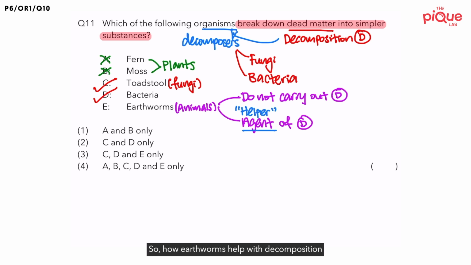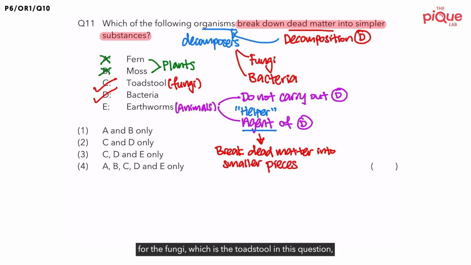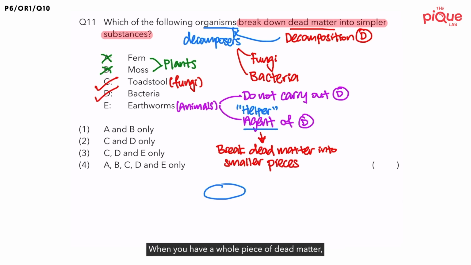So how earthworms help with decomposition is that they feed on dead matter and pass them out as waste, which breaks the dead matter into smaller pieces for the fungi, which is the toadstool in this question, and the bacteria to break the dead matter down into simpler substances faster. And the concept being tested here is about surface area. When you have a whole piece of dead matter, the only surface that the decomposers can act on will be the outer surface that I have highlighted in red.